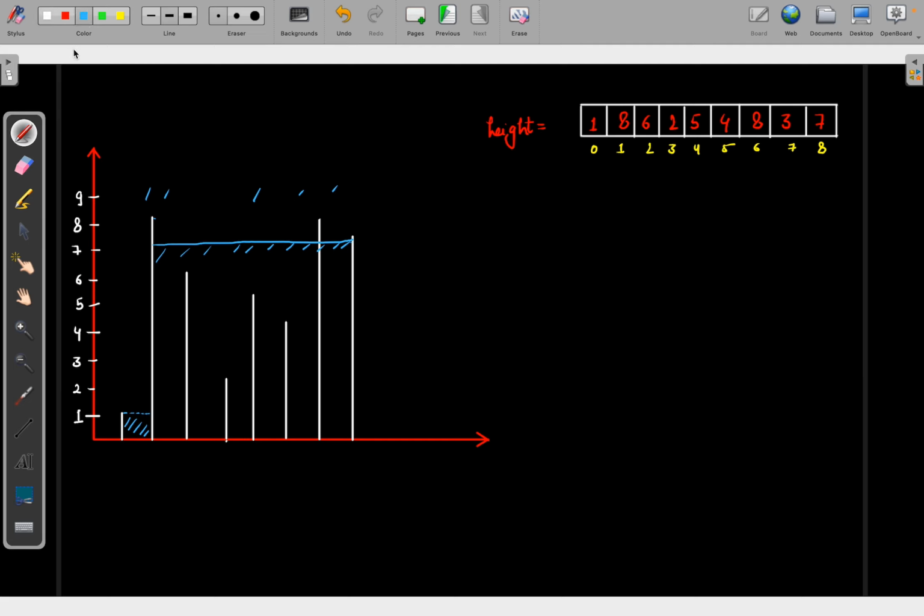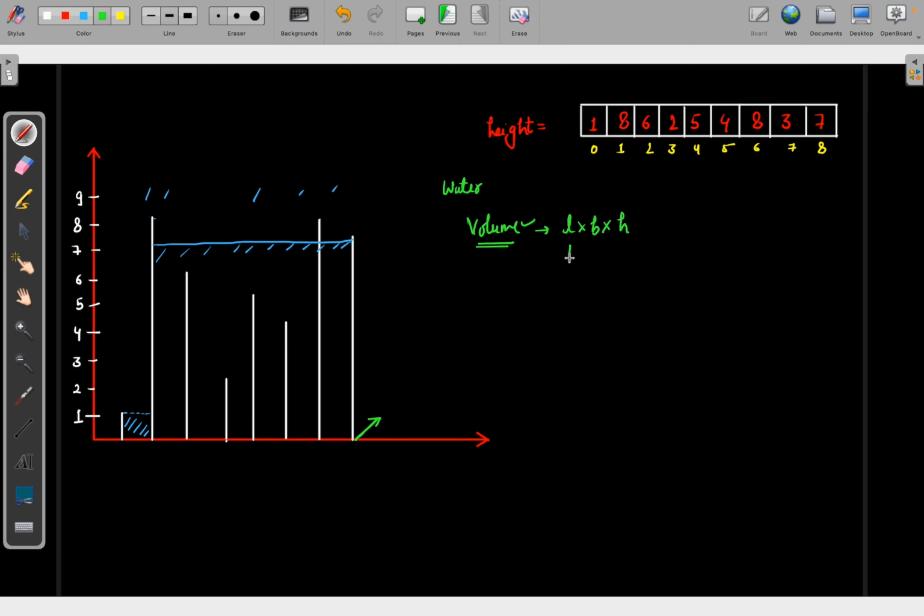Let me clear a few things so that you will get the problem statement more clearly. When I'm talking about the water container, the water storage, it's basically a volume, right? Volume is length into breadth into height. But you can assume that in the breadth, we are talking about the area, not the complete volume. We can assume that this third dimension, the breadth, is 1 unit.